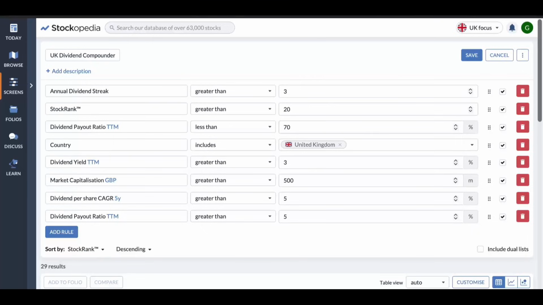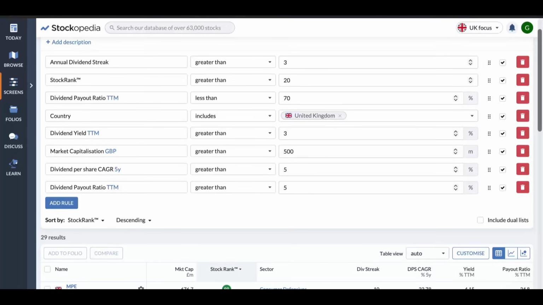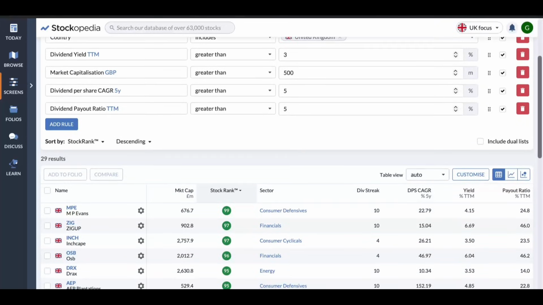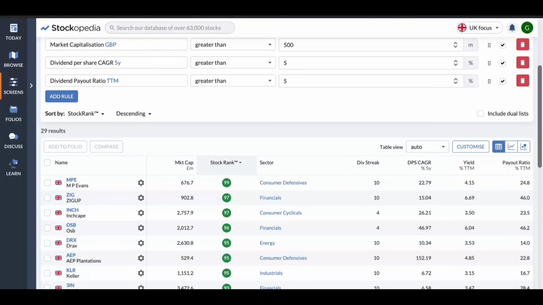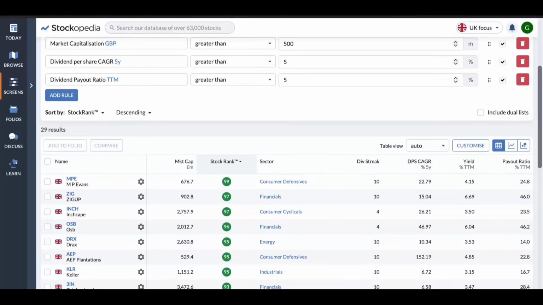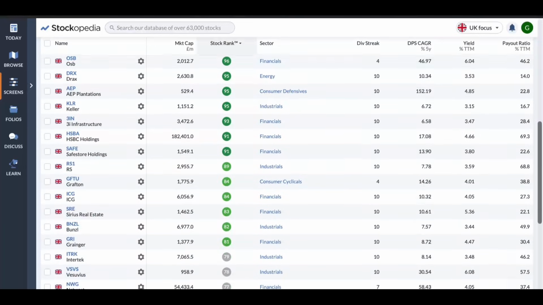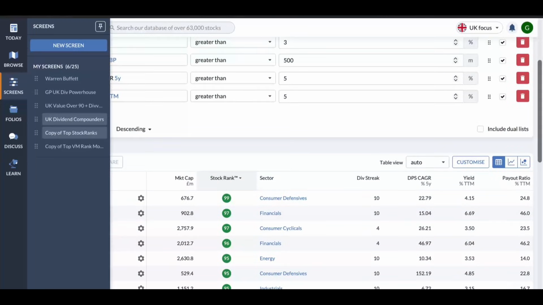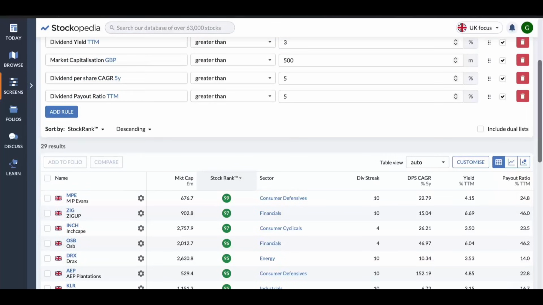As you can see, I'm filtering for different criteria such as annual dividend streak, stock rank, dividend payout ratio, and dividend yield. This process then gives me a short list of quality dividend growers which I can then research in more detail before adding them to the portfolio. Over time, the goal is to build a dividend income stream that's not only high, but also reliable and growing year after year. We can see that with my current filtering process, this has led to around 29 different stocks that could potentially fit the criteria for my portfolio.